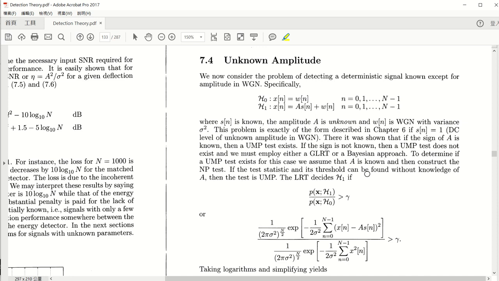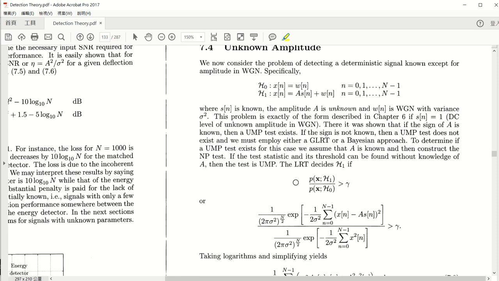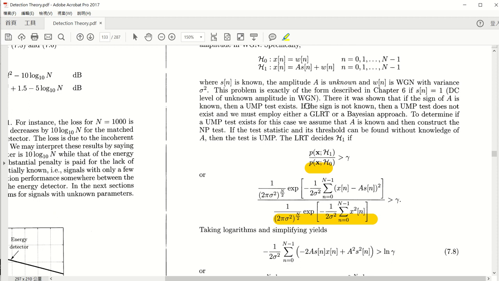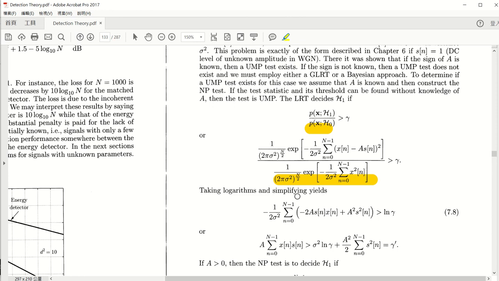Okay, so if the test statistic and its threshold can be found without knowledge of A, then the test is UMP. The LRT, here comes the important part. The likelihood ratio test will decide H1 if this likelihood ratio is larger than gamma, which we will just write out. This thing has a mean, its mean is As, the mean of the whole random variable. And then take the logarithms and simplify.